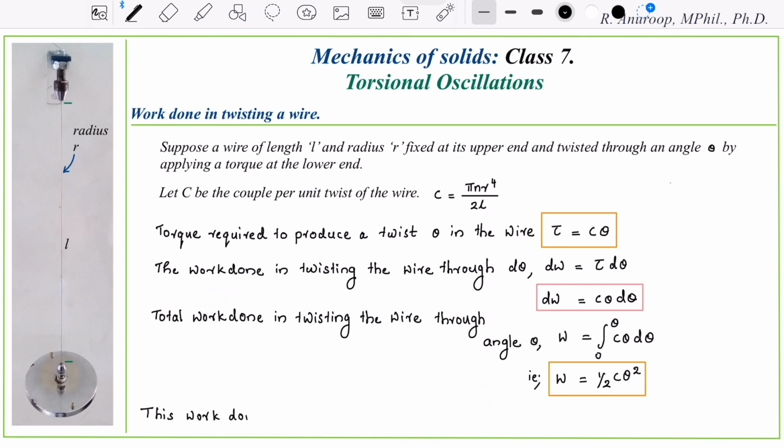This work done in twisting the wire is stored up in the wire as potential energy. So the potential energy of the twisted wire is half c theta square.